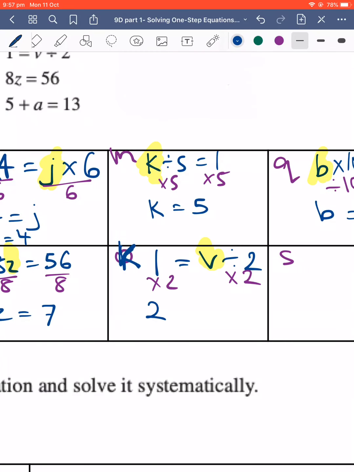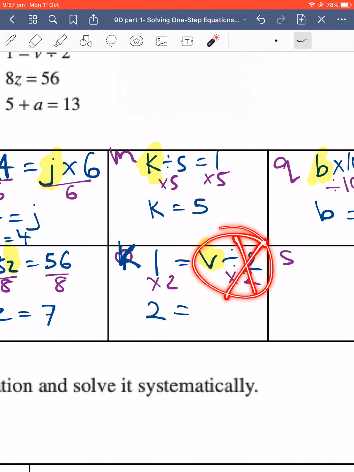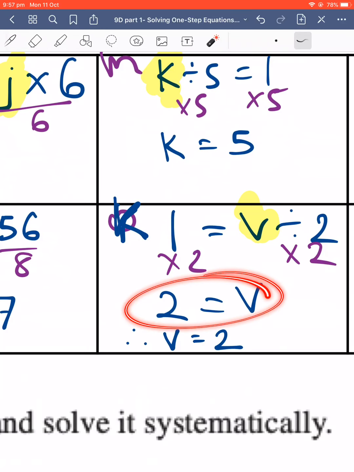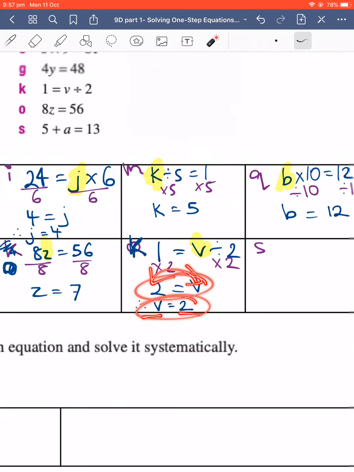1 times 2 is 2. V divided by 2, multiply by 2, these two cancel out. So I've got 2 equals V. That's not the correct answer in the end. We need to then flip our equation, because we can do that. So we flip them, and we end up with our letter equals a number.